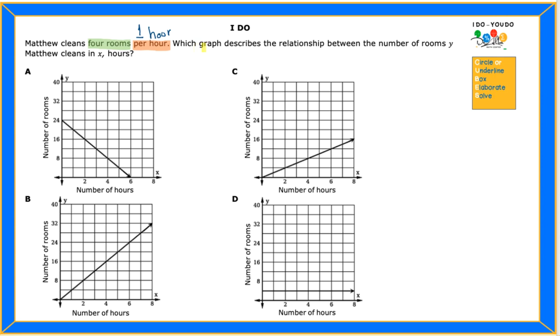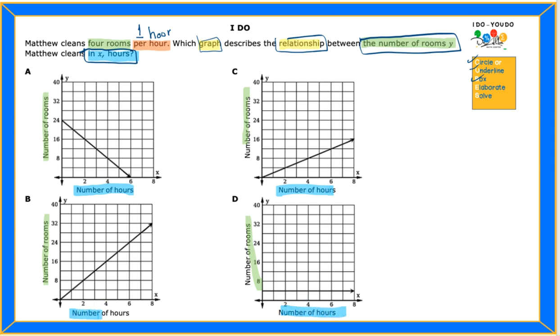Now the question is, which graph describes the relationship between the number of rooms y in x hours? Okay, so with the circle and underline, let's box the question. Find the graph for the relationship between the number of rooms y that Matthew cleans in x hours. I highlight the variables that are going to represent quantities. The number of rooms will be on the y-axis, and the number of hours looks like it's going to be on the x-axis. Very good.